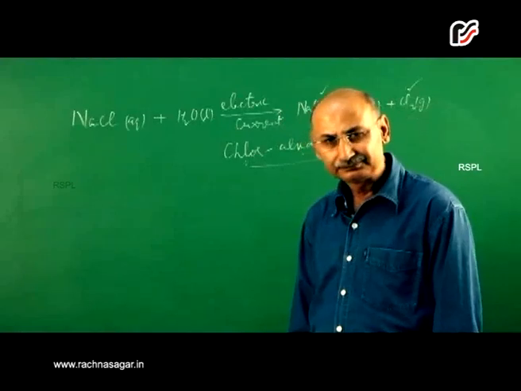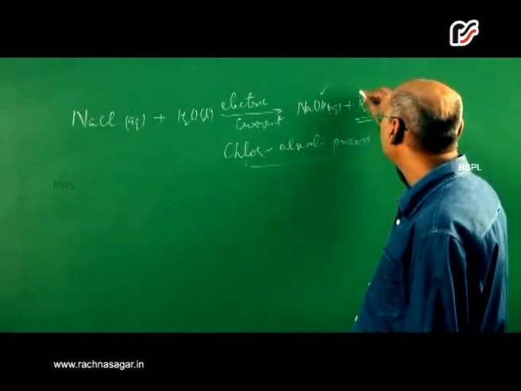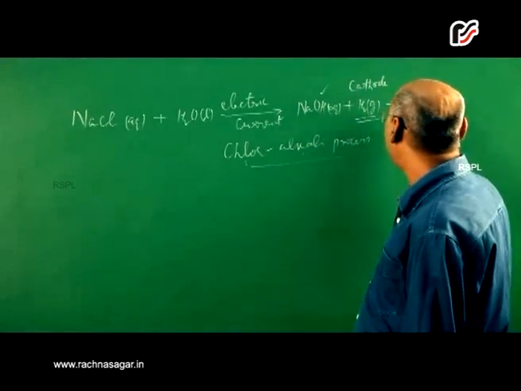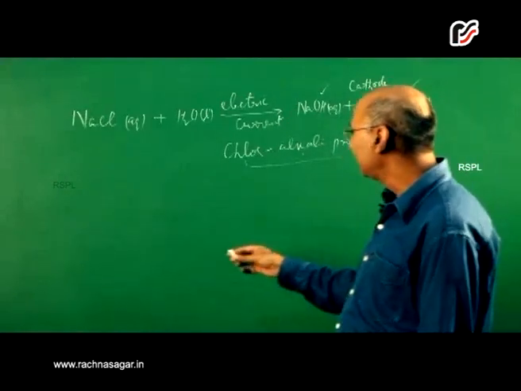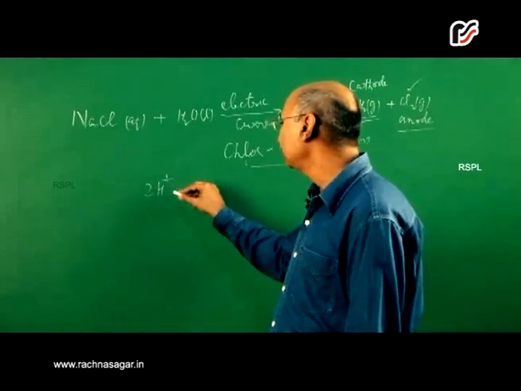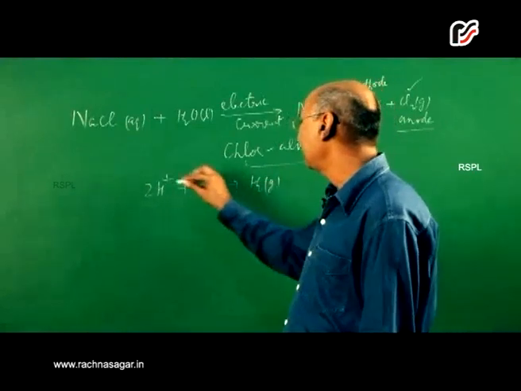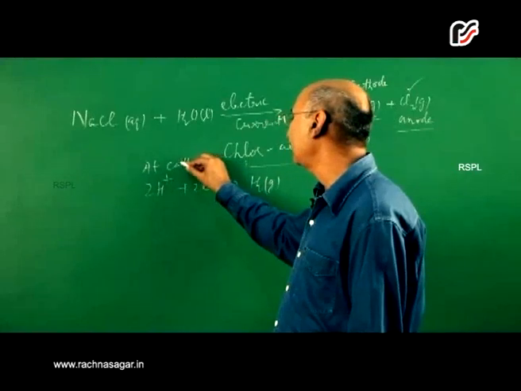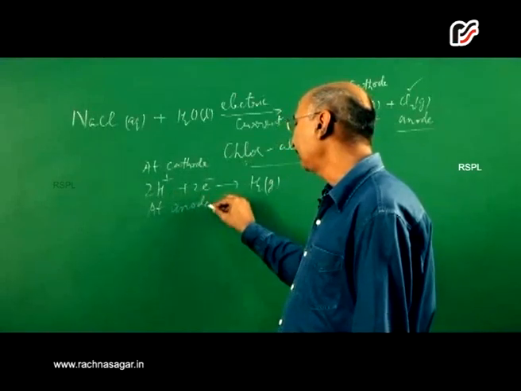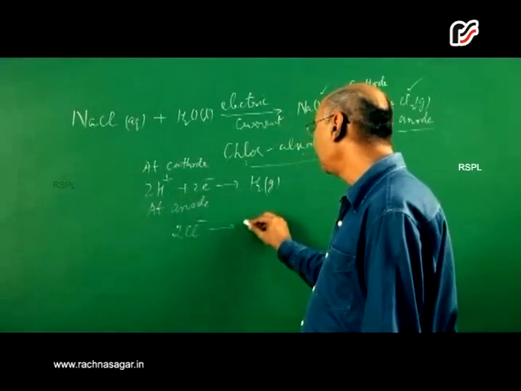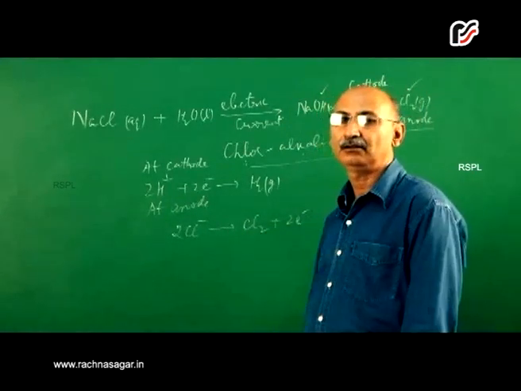Sir, can you tell me which gas is liberated at cathode and which at anode? Yes, that is a good question. Hydrogen gas will be liberated at cathode and chlorine gas will be obtained at anode. Now, why hydrogen gas will be obtained at cathode? Because H positive ion will gain electron to form hydrogen gas, and this gain of electron takes place at cathode, which is a negative electrode. At anode, loss of electron takes place, means 2 chloride ion will lose 2 electrons and chlorine gas will be formed. So chlorine gas is liberated at anode.